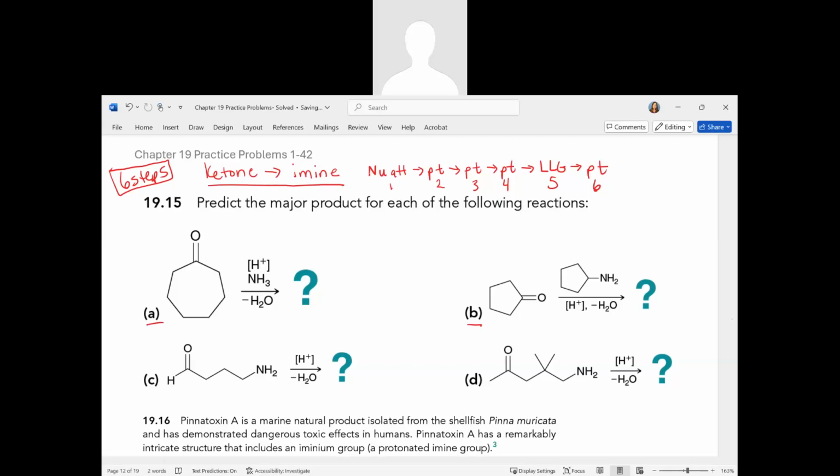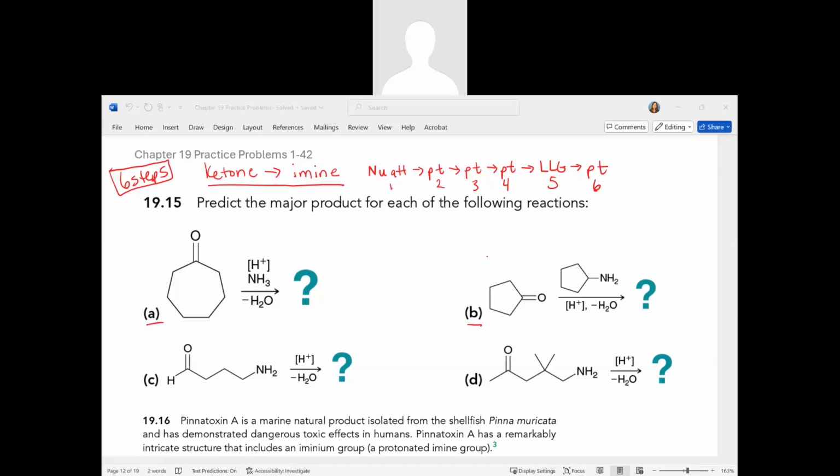So we have these 6 steps outlined. We have first the nucleophilic attack, 3 proton transfers, loss of leaving group in step 5, and then 1 final proton transfer for step 6. So let's take a look at what happens in our part A here.